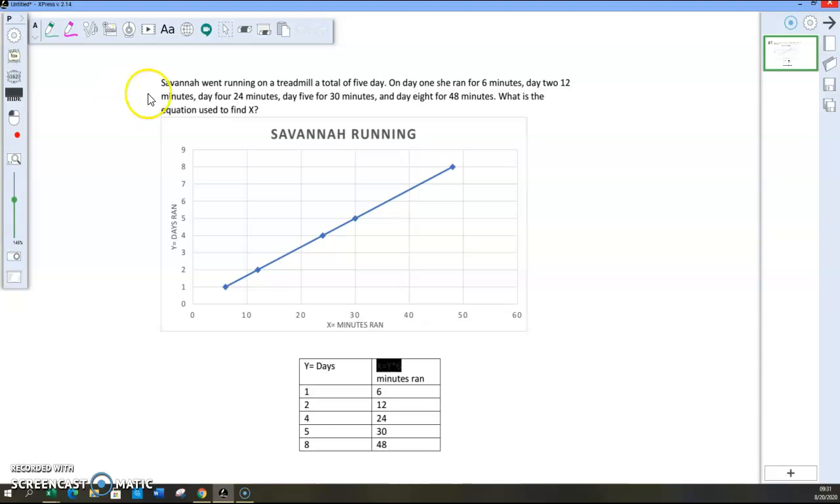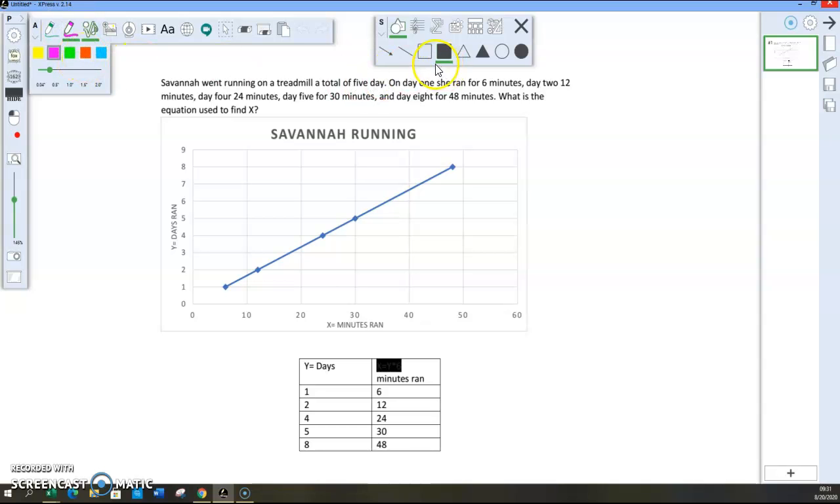So what I would do, I would read it, have the students reread it, and then go through and break this apart. Not that they really need to know a whole lot here, but what they do need is that question. What is the equation used to find x?